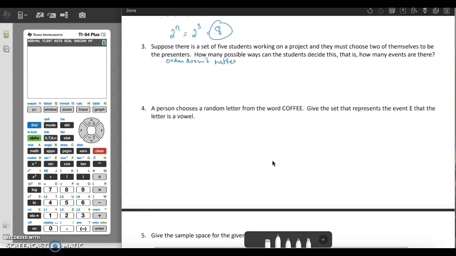So you may find yourself doing combinations or permutations again in this unit. So if we want to choose out of the 5, 2 students, we want to do a 5 choose 2. So it looks like there's 10 ways or events in this sample space.